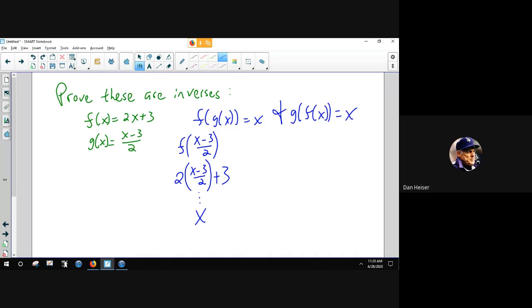Flip it around. We should get x again. g of 2x plus 3 should come out to be x. Let's see what happens. The rule for g, whatever's in the parentheses, gets plugged into the numerator. 2x plus 3. We subtract 3, we divide by 2, and yes, we get x again. That is how we prove functions are inverses.